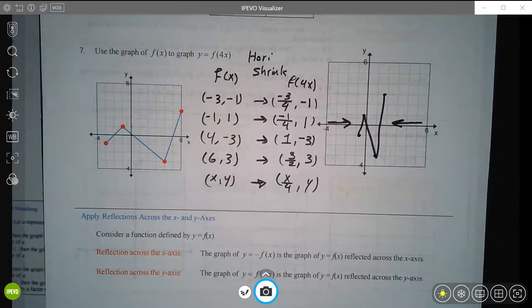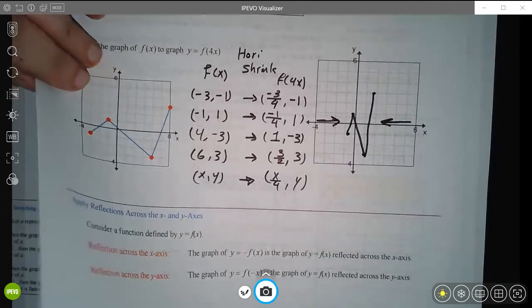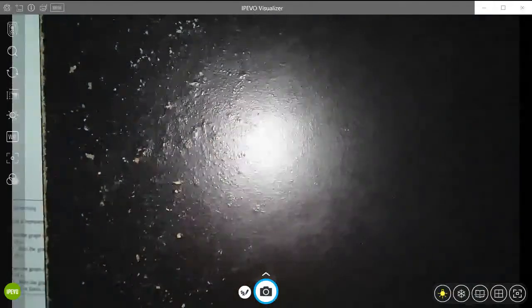Did everybody get this one? Any questions? No? Okay. So that was horizontal and vertical, stretching and shrinking. One last transformation, I swear, and then we're done. Okay? One last type. This one is called reflection. This is where we use our negative.